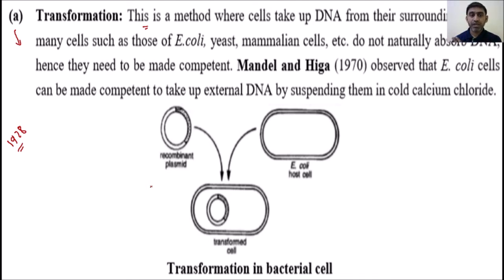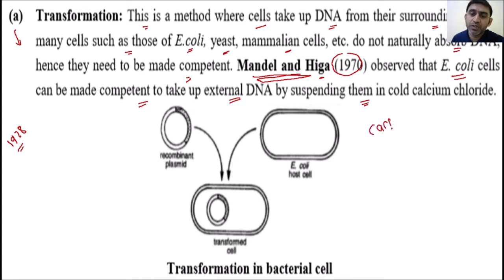So what happened in the transformation? In this method, the cells take up the DNA from their surroundings. Many cells such as E. coli, yeast, and mammalian cells do not naturally absorb DNA, hence they need to be made competent. So for that this method is used. Two scientists, Mandel and Higa, in 1970 observed that E. coli cells can be made competent to take up external DNA by suspending them in cold calcium chloride, CaCl2. Calcium is a divalent ion.